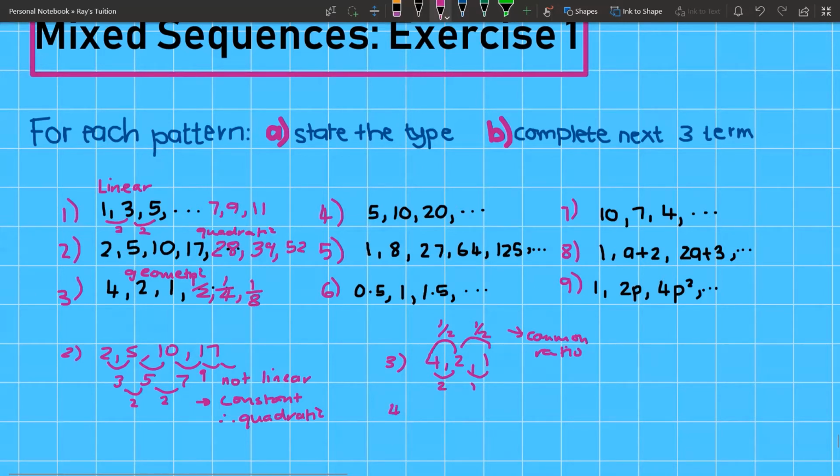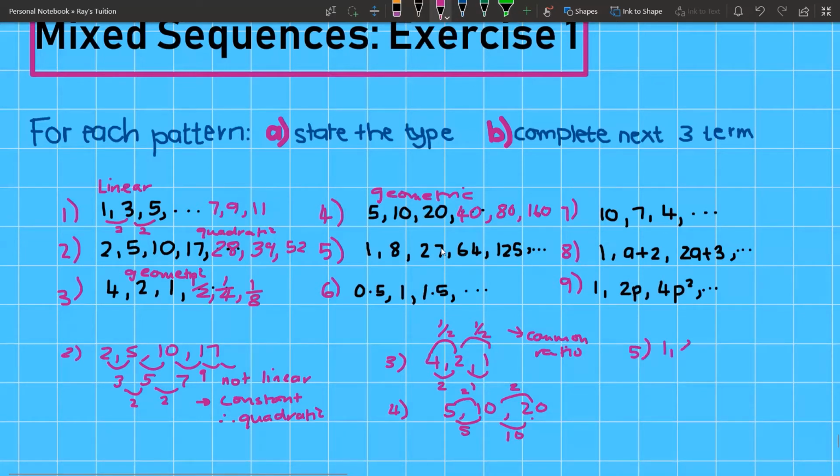Number 4, let's first check our differences. So 5, 10, 20. The difference between that is 5 and that is 10. So we can see we don't have a common first difference, but you'll notice that if we multiply by 2, we get to the next term. So it has a common ratio of 2, so it is geometric. And then the next terms are 40, 80, and 160, multiplying each term by 2. Let's do the next one, number 5.